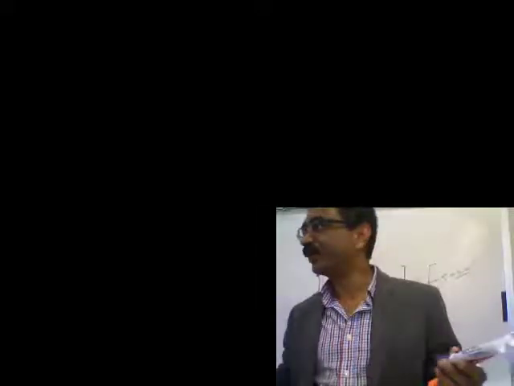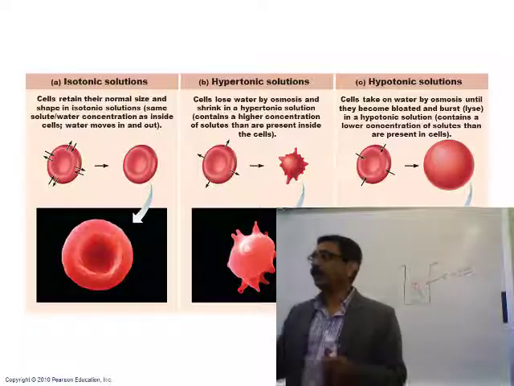Now you are putting here a cell in hypotonic solution. Is it clear? This solution is hypotonic. Hypotonic means the concentration is low. That means you have more water here, and water will move from here to here, because water always moves from low to high. That is osmosis, right? I had mentioned just a few minutes ago. So water will move from low to high.